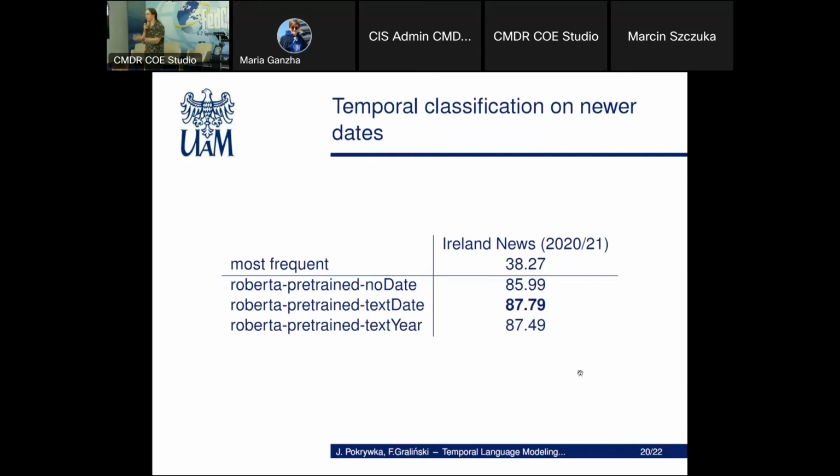You can train a model up to one point and use it in the future, not pre-training every day or every year. And we have better accuracy, but the gap between the baseline model and the model including timestamp is not as big as before.